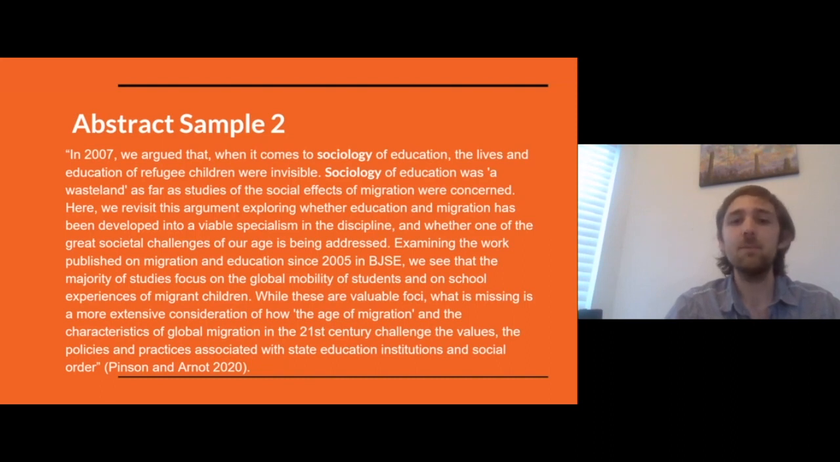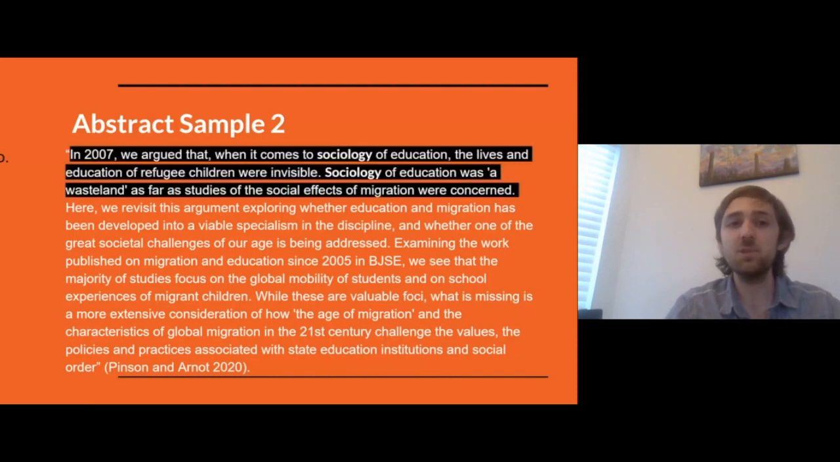Examining the work published on migration and education since 2005 in BJSE, we see that the majority of studies focus on the global mobility of students and on school experiences of migrant children. While these are valuable foci, what is missing is a more extensive consideration of how the age of migration and the characteristics of global migration in the 21st century challenge the values, the policies, and practices associated with state education institutions and social order.